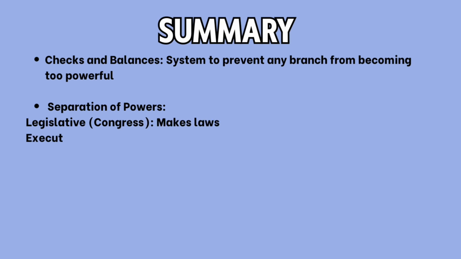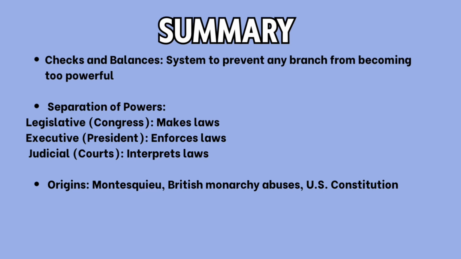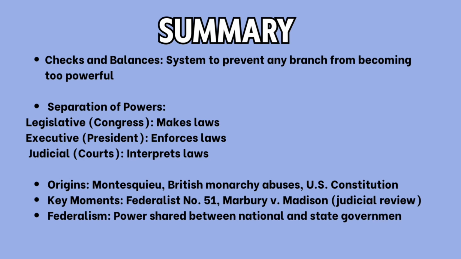Then we took a step back in history. Where did this idea come from? The answer is Montesquieu, a philosopher who first introduced the idea of separation of powers in 1748. The founding fathers adopted it after breaking away from the British monarchy, which had abused its unchecked powers. The US Constitution, written in 1787, put the system in action, while Federalist Number 51 in 1788 explained why it was so necessary. Later, the case Marbury versus Madison in 1803 established judicial review, giving the Supreme Court the power to strike down unconstitutional laws.